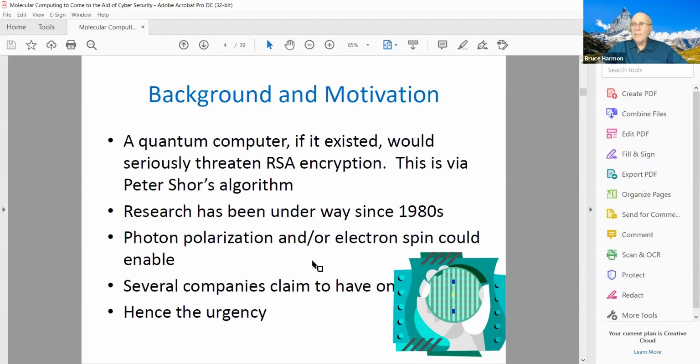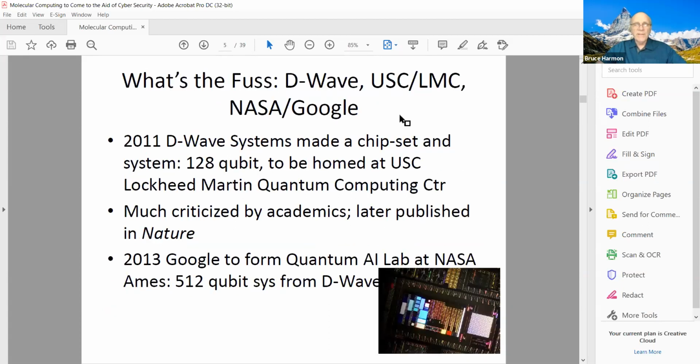Several companies claim to have one, most notably D-Wave and IBM, but there are others as well. Google owns one. Though the urgency is because it can break encryption as we know it. So that's the fuss. D-Wave Systems in 2011 really made quite an impact, having 128 qubits. We'll talk about qubits in a bit. And this was much criticized by academics, and it was later published in Nature. You can go back and see what was being said back in those days.